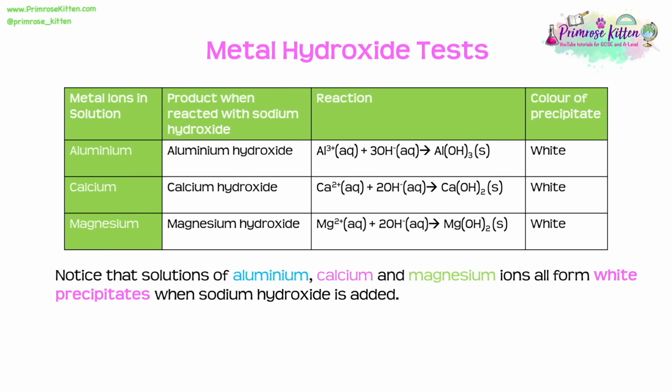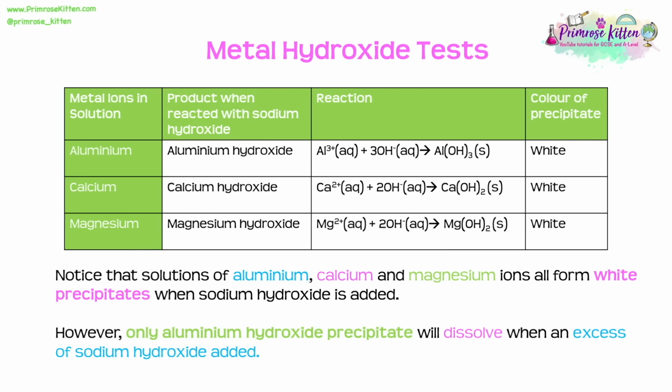Now you would have noticed that aluminium, calcium and magnesium all react with sodium hydroxide to form a white precipitate. Now that's going to cause issues when we're trying to do these tests to identify what ions we have present. How will we know if it's aluminium, calcium or magnesium? Well, there's one key additional fact here that's going to help us.